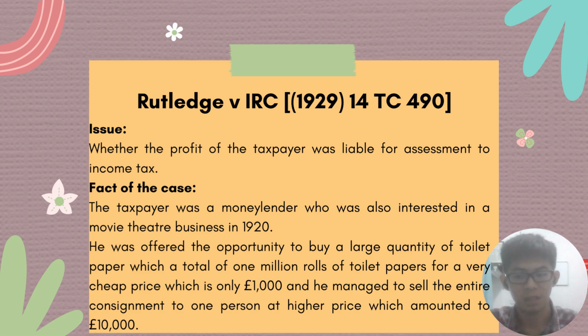Facts of the case. In this case, the taxpayer was a money lender who was also interested in a movie theater business in 1920. He was offered the opportunity to buy a large quantity of toilet paper, a total of 1 million rolls, for a very cheap price, which is only £1,000, and he managed to sell the entire consignment to one person at a higher price, which amounted to £10,000.